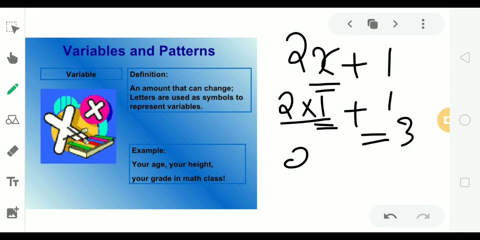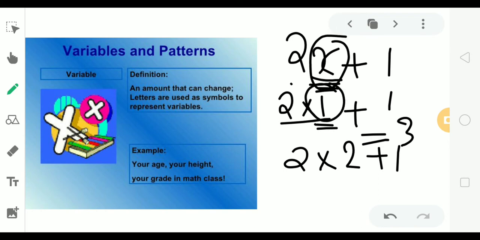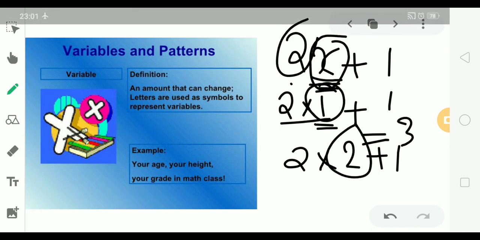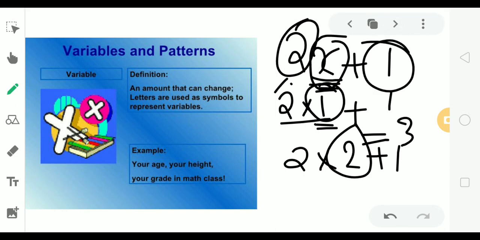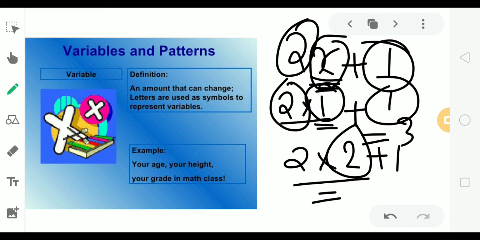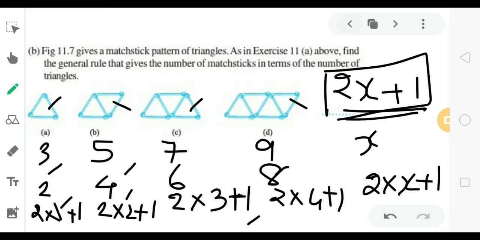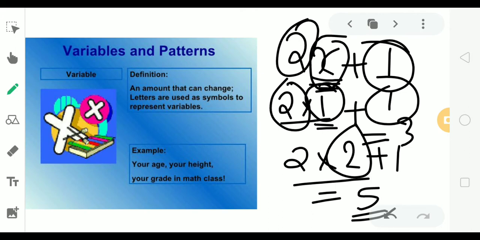For the second pattern, instead of this x, we will give 2. So only this x will change. See, only the x values are changing. The other numbers 2 and 1 are the same for all. So for the second pattern, 2 into 2, 4, 4 plus 1, 5 matchsticks. Look at the 5 matchsticks. So x is the variable which can undergo changes according to the situation.